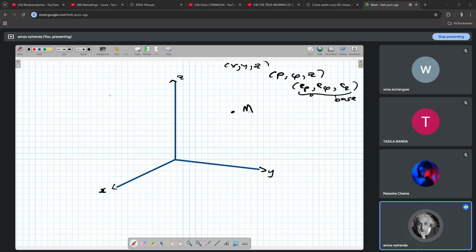So let's say we have a point M in space. Now the first thing that you want to do is to draw a line. So this is the origin. The first thing that you want to do is to draw a line from the origin to the point M. Now let me just use a different color here. So you draw a line from the origin to this point M, like so.